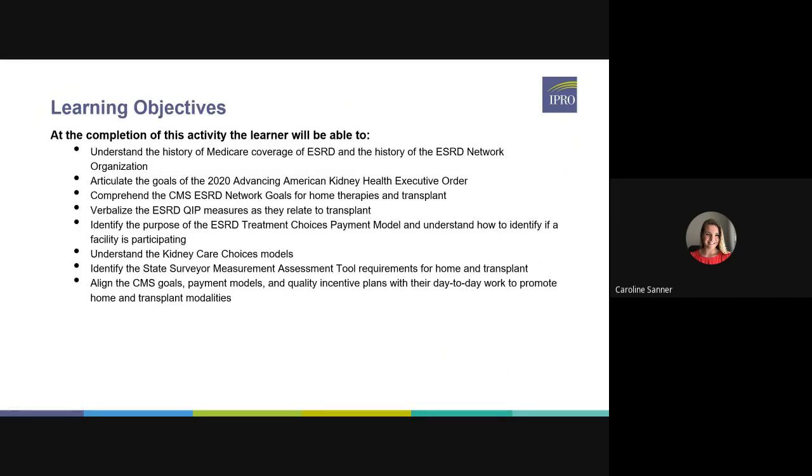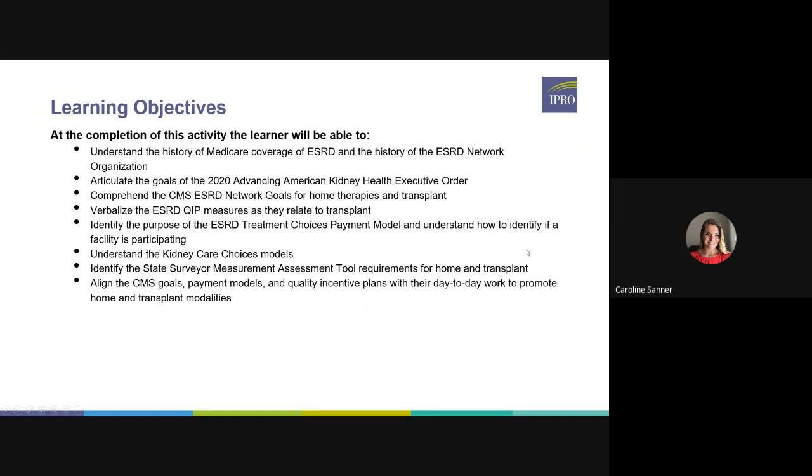By the conclusion of this course, the learner will be able to understand the history of Medicare coverage of ESRD and the history of the ESRD network organization, be able to articulate the goals of the 2020 Advancing American Kidney Health Executive Order, comprehend the CMS ESRD network goals for home therapies and transplant, verbalize the ESRD QUIP measures as they relate to transplant, identify the purpose of the ESRD treatment choices payment model, and understand how to identify if their facility is participating, understand the kidney care choices models, and identify the state surveyor measurement assessment tool requirements for home and transplant.